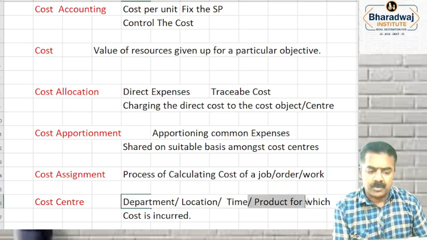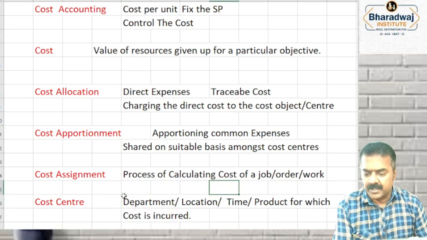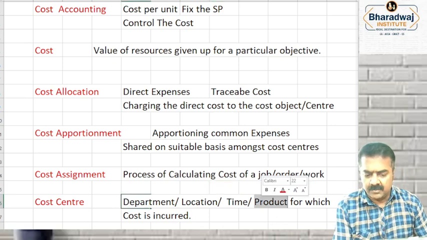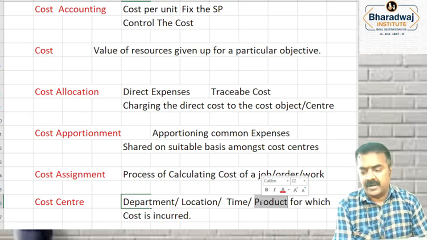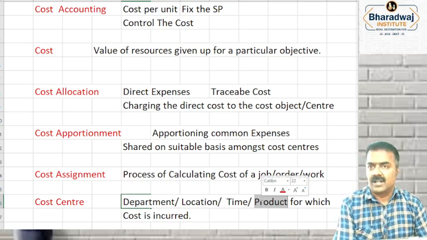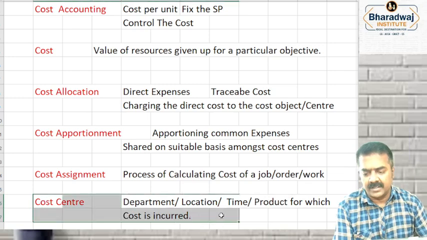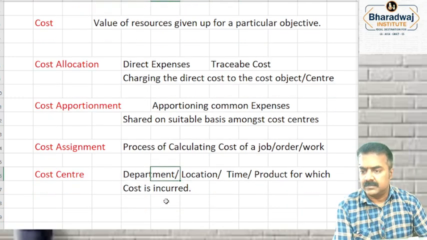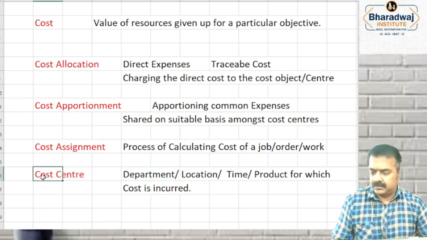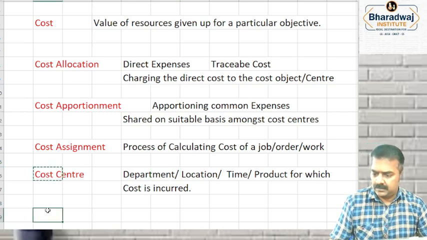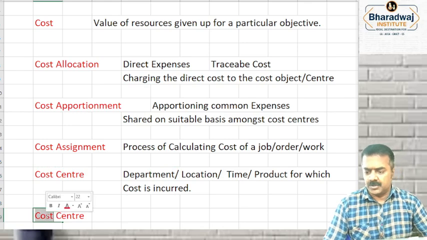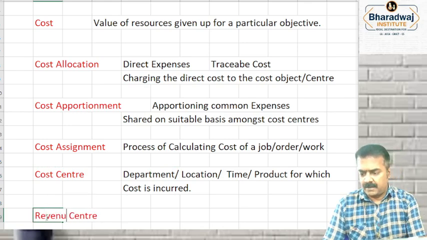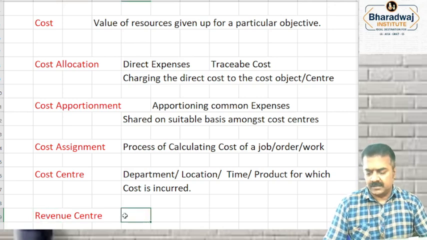It can be product based. What do you mean by product based? For example, the company is making two or three products. Each product becomes a cost center for which the cost is calculated. Take up this. Please take up the short notes. Revenue center.